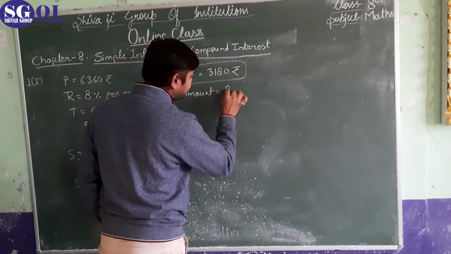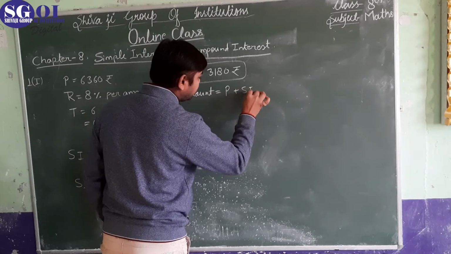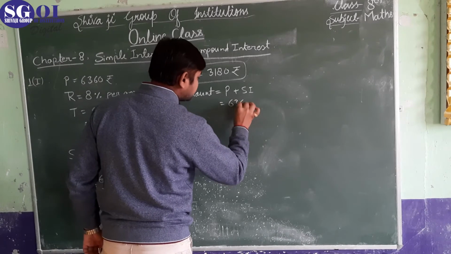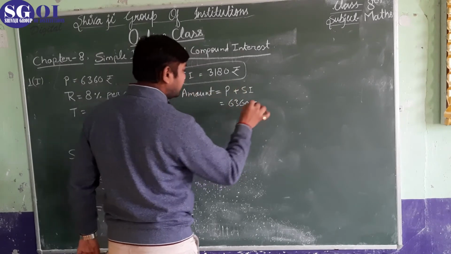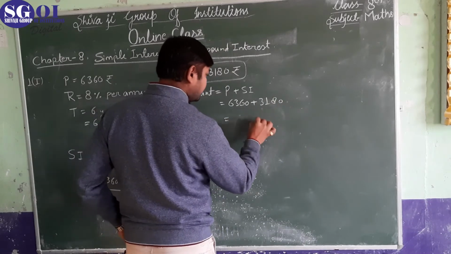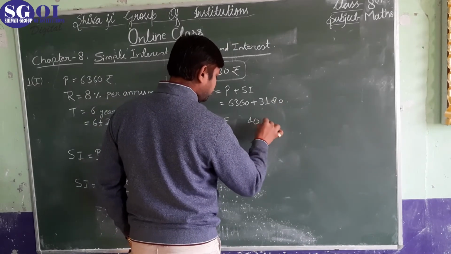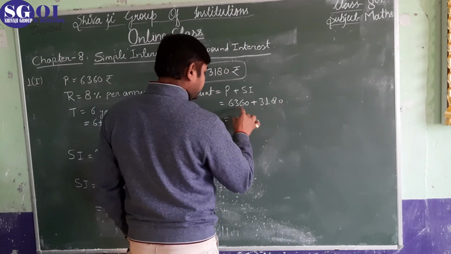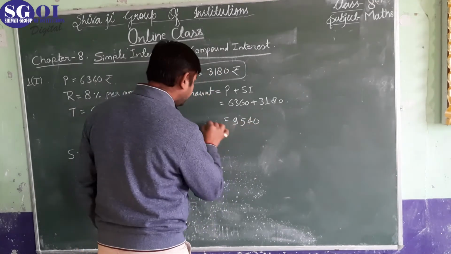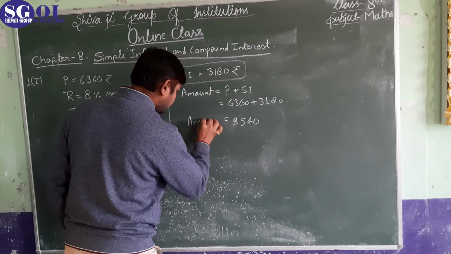The second one is amount. Amount is equal to principal plus simple interest. So what is the principal? 6360 plus 3180. We will add this: 0, 4, 5, 1. This will be the amount.